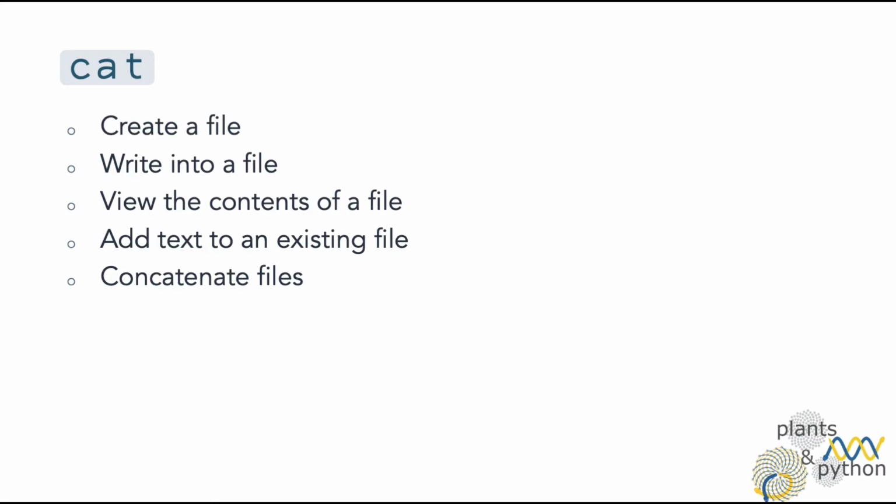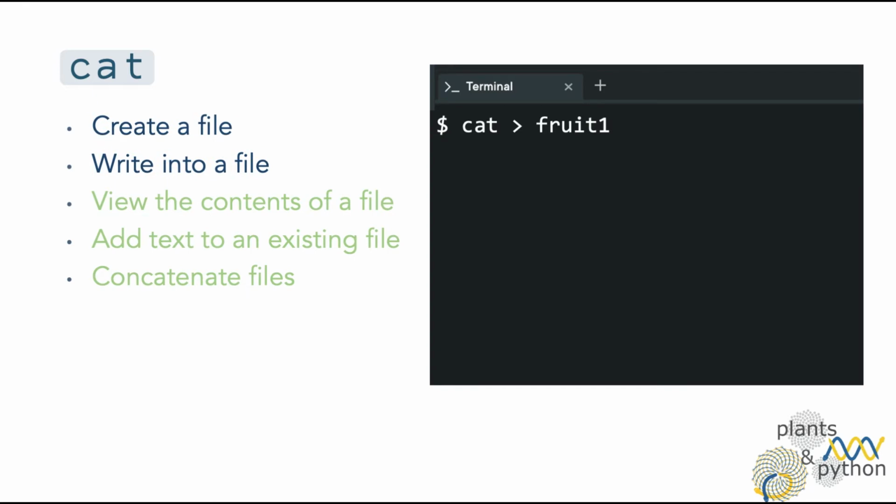The cat command has several different functions. It can create a file, write into a file, view the contents of a file, add text to an existing file, and its most important function, concatenate files. Let's create a file called fruit1. You have to type in the command cat greater than and the file name. Then you will be able to type the contents. Let's type in 2 lines, pear and mango. Then press enter, and to save the changes and exit, type the keys Ctrl and D at the same time.